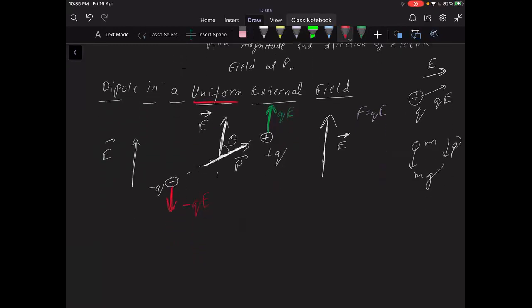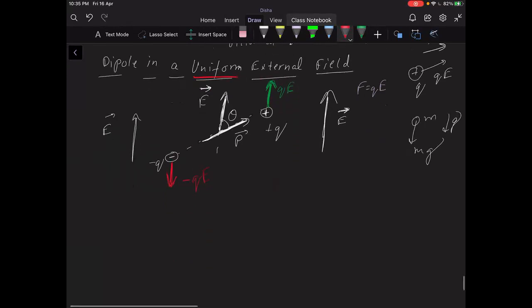So minus QE is the force direction. This is the force. The red one is the force on the negative, opposite to the field direction. And green one is the force on the positive along the field direction. So to cut it short, this is my dipole and force is QE value wise and QE value wise. Forget about the minus sign, no longer required.